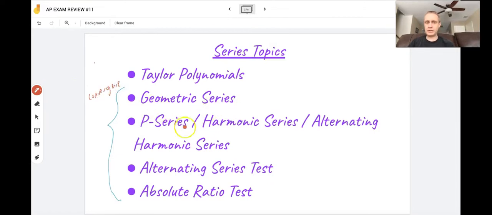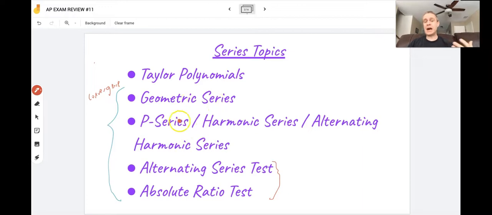So that's your geometric series, your p series, harmonic series, alternating harmonic series, and then the two specific tests of alternating series test and absolute ratio test. And when you are presented with a question to determine the convergence of a given series, the better that you can identify that something's geometric or a p series or your alternating harmonic series, the easier it will be to come up with an answer. Because if you have one of these, I always say you're going to thank your lucky stars. You can quickly identify what they are and say converges, diverges.